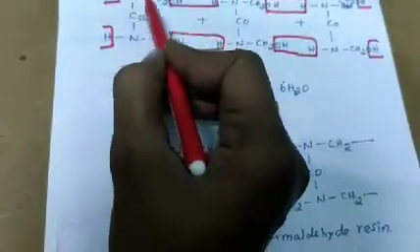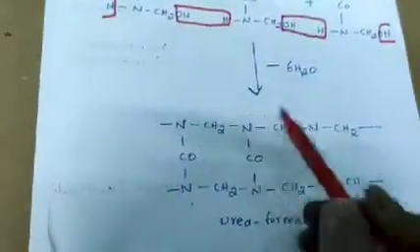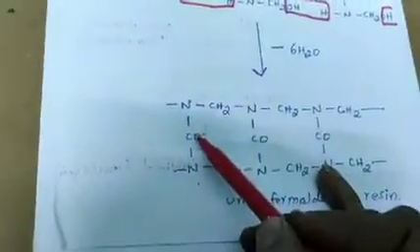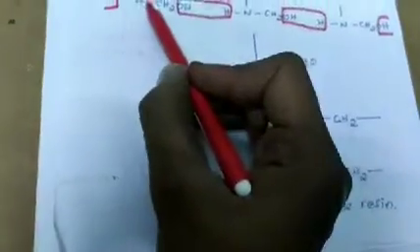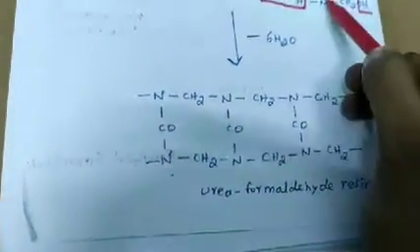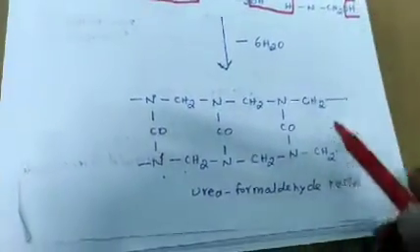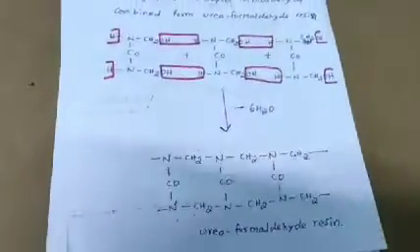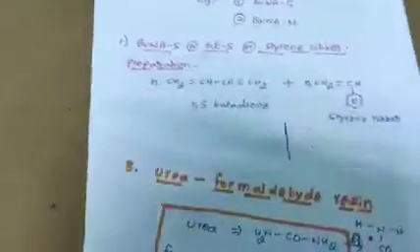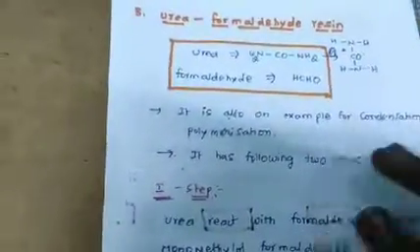See, bond N, CH2. Bond N, CH2. Then directly joined with N, CH2 and then CH2. Then directly joined with N, CH2. CO, CO, CO are joined to N. Then again N, N, CH2, CH2, then N, N, CH2, CH2, N, N, and then CH2, CH2. It is nothing but urea formaldehyde resin. Once again I repeat, listen carefully: it is nothing but urea formaldehyde resin.